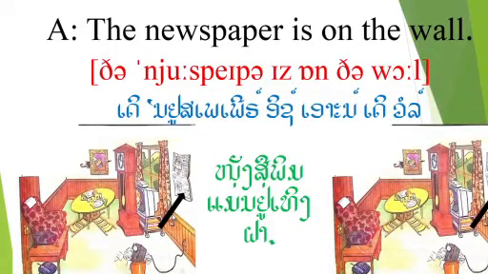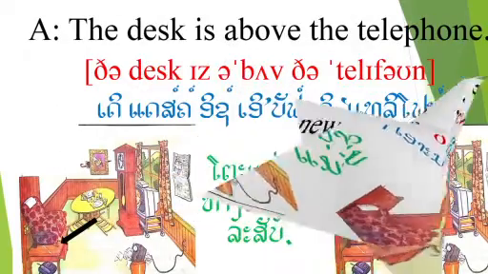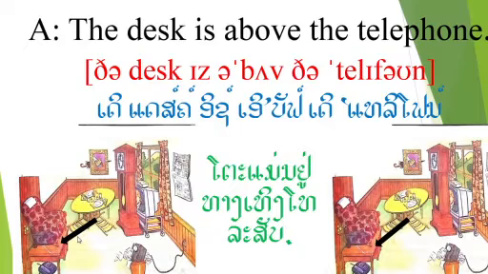The arrow points to what? It points to the newspaper. The newspaper is on the wall. The newspaper is on the wall, like you see from your eye. Next answer.